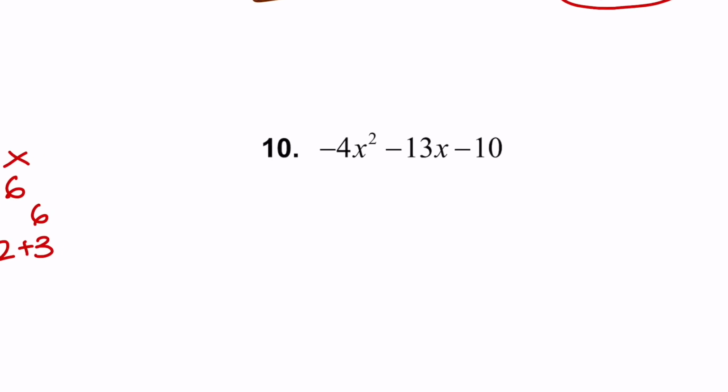Number 10. Now I'm looking at 4 and 10. 4 and 10 both have 2's in common, but 13 does not have a 2. So there is not a number that can come out of all of these. However, since this is negative, we have to take out the negative. And what that negative does is it changes all the signs to positives.